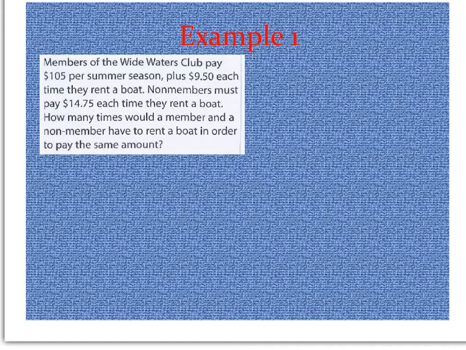They are talking about the member and the non-member. So we're going to write two separate expressions. We need to write an expression for how much a member pays, and then we also need to write an expression for the non-member. So if we look at the member, it says that they pay $105 per summer season plus $9.50 each time they rent a boat. So when they come to rent a boat, they have to pay $105 up front. Then each time they rent a boat, they have to pay $9.50. So that's $9.50 times the number of times that they rent a boat. So that's how we could calculate how much it would cost for a member.